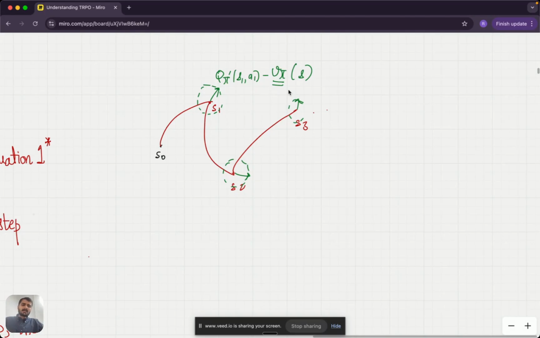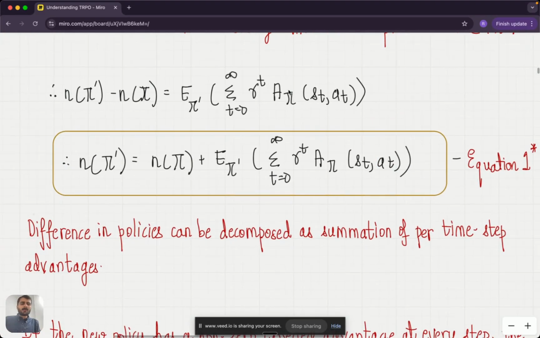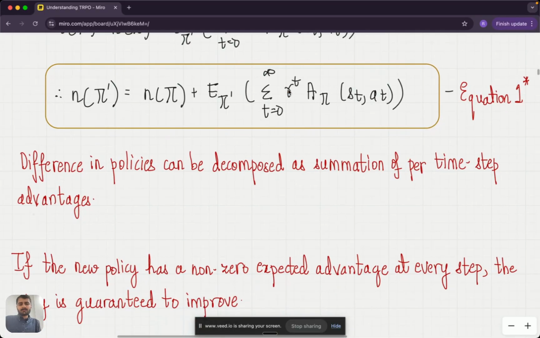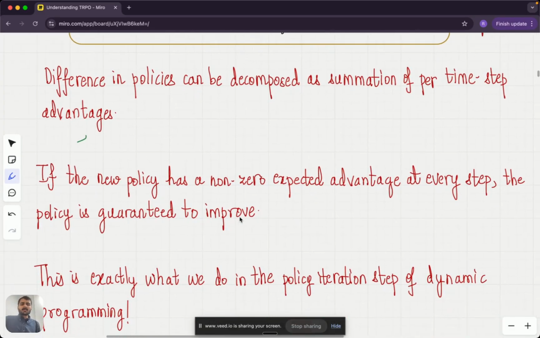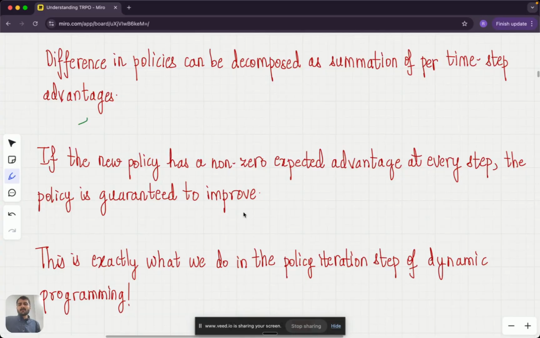And we are going to add this up for all the states which my agent is going to see in the future. Once you have understood this visualization in the mind, this equation will be fairly easy to remember in the future as well. So if the new policy has non-zero expected advantage at every step, then the policy is guaranteed to improve.